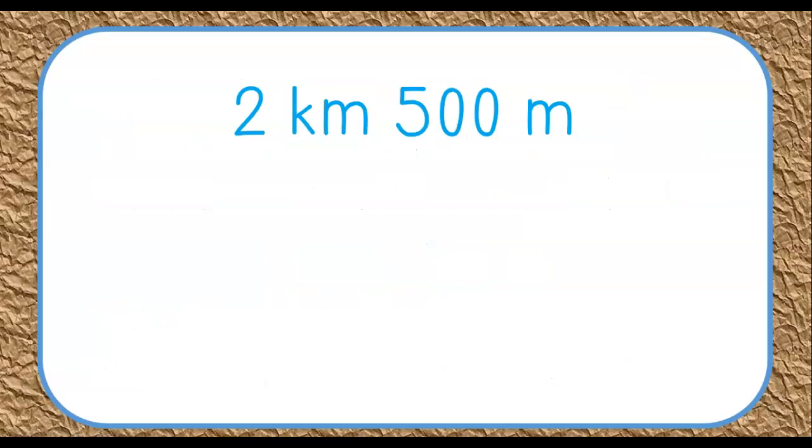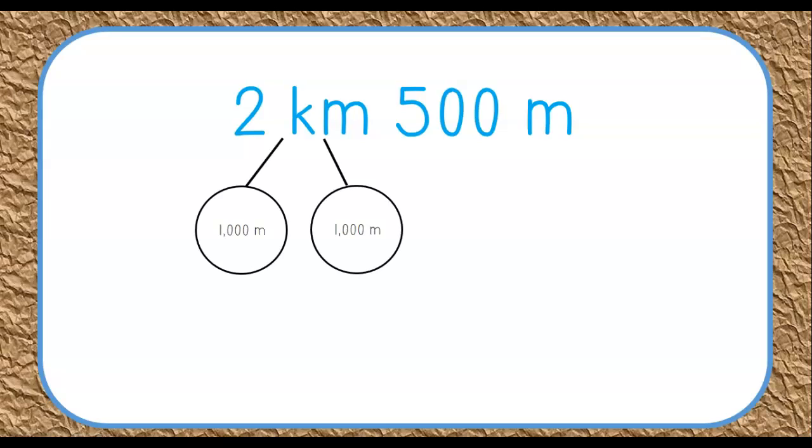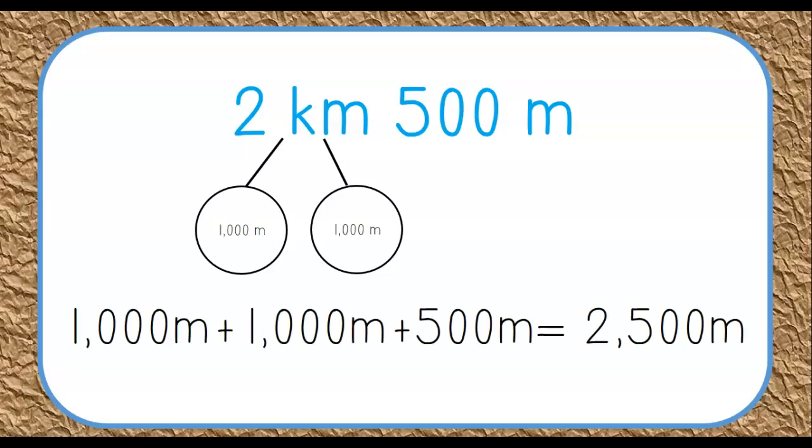Let's look at this. It says the 2 kilometers and 500 meters. We're going to look at this as a number bond. So we want to know how many meters are in each kilometer. So I'm going to use this number bond. I have 2 kilometers, so I have 2 groups of 1,000. So my addition sentence would be 1,000 meters plus 1,000 meters, and then I add on the 500 meters that are also there to give me 2,500 meters.